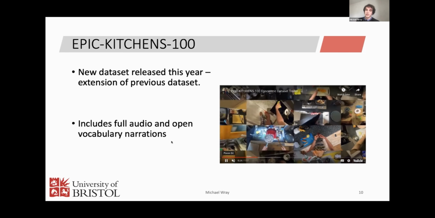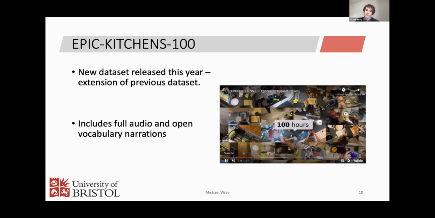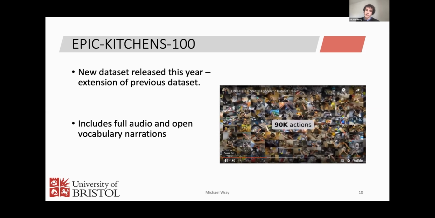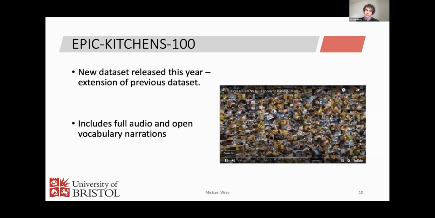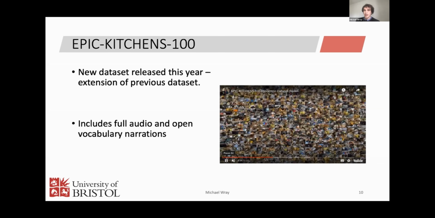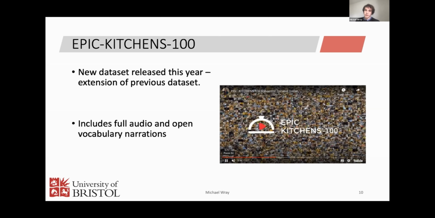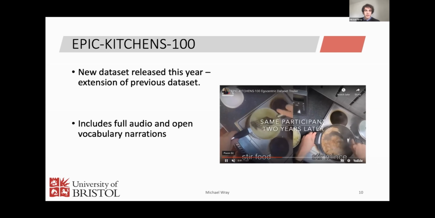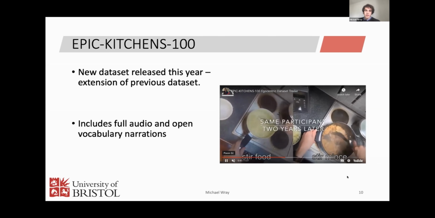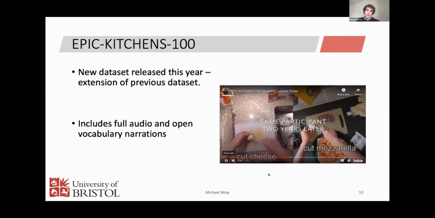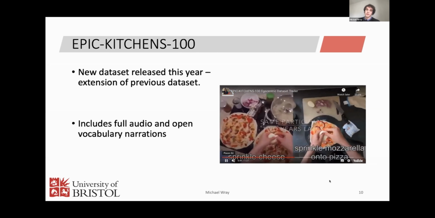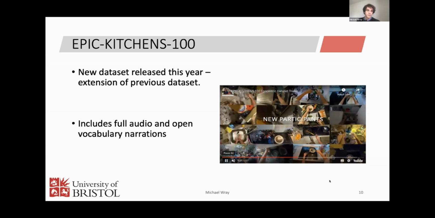So when we were annotating this data set, we didn't ask any of our narrators to limit their choice of verbs and nouns. Instead, we gave them free rein to say whatever they wished. And this is where all the examples from the previous few slides for the videos have come from. You can see here that even from the same participant, they're using different nouns. In this case, someone says cut cheese and cut mozzarella. So they're using different verbs and nouns for the exact same action.